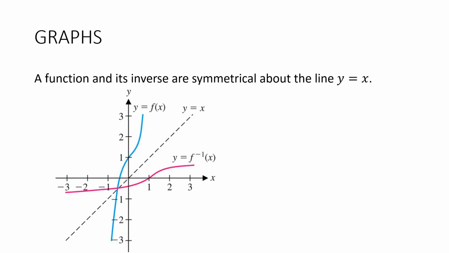A function and its inverse are symmetrical about the line y equals x. That's because you're switching the y and the x. Okay, so any function, you can see here the blue line. If I want to find its inverse, it's going to flip over that line y equals x.